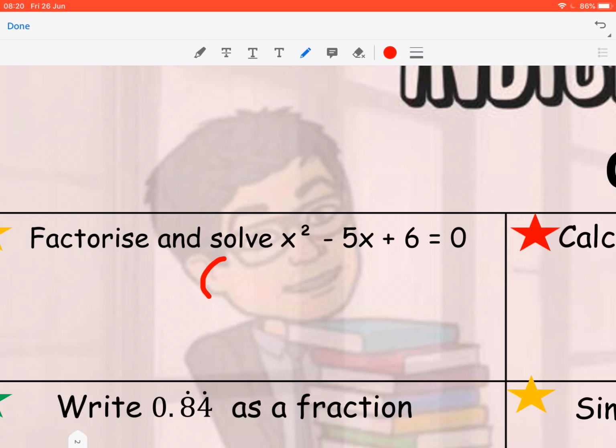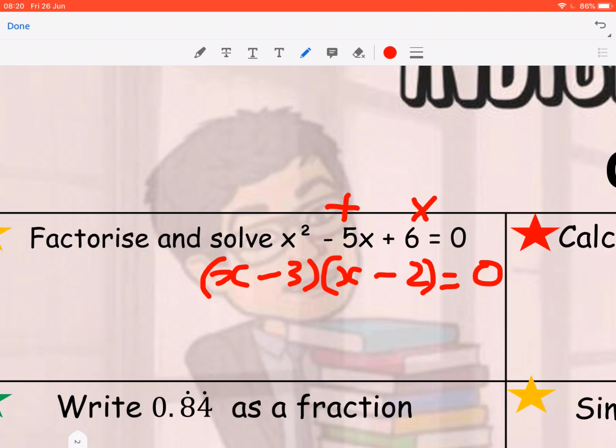We're going to factorise this in the double bracket first. You need to find numbers that multiply to make positive 6 and add to make negative 5. You've got x minus 3 and x minus 2. 3 times 2 makes 6 and 3 add 2 makes 5. It has to be negative 3 and negative 2 to make negative 5, and 2 minuses will make a plus with the 6.